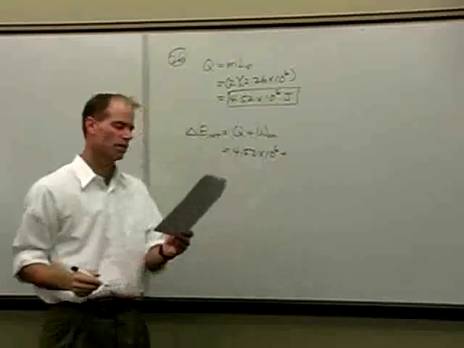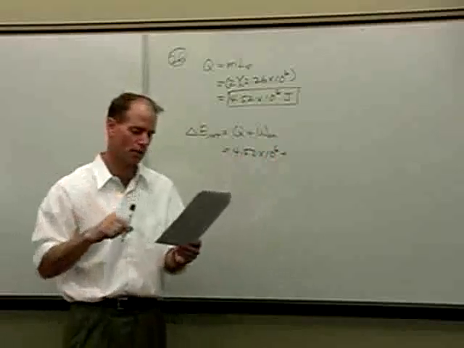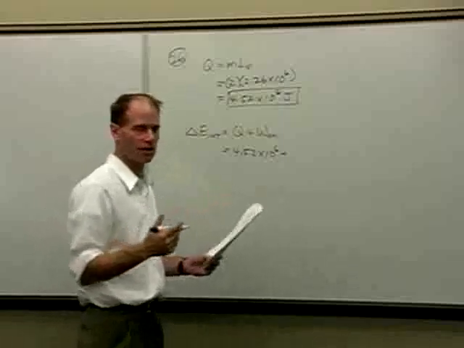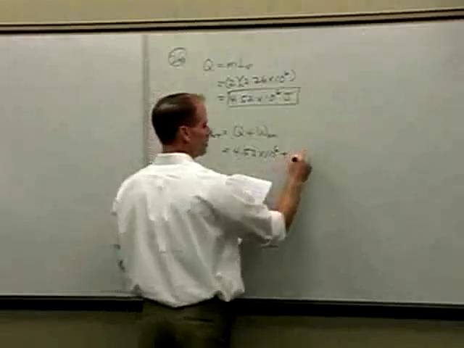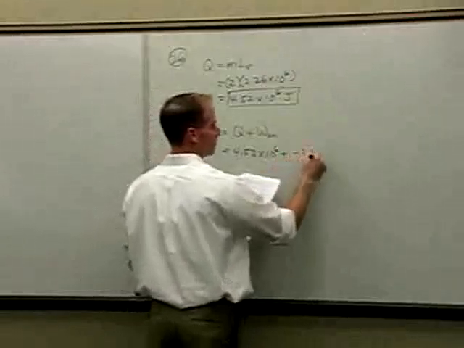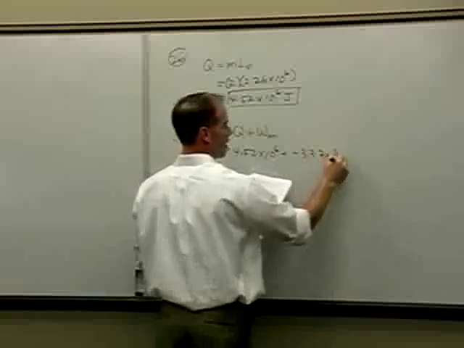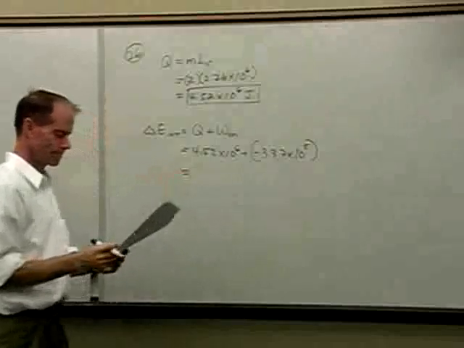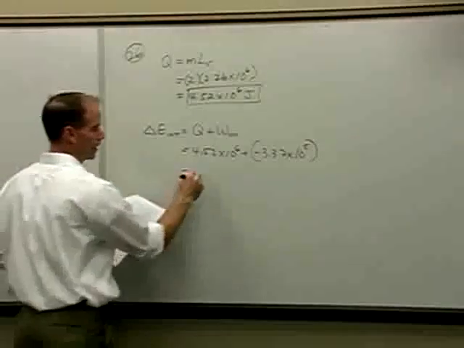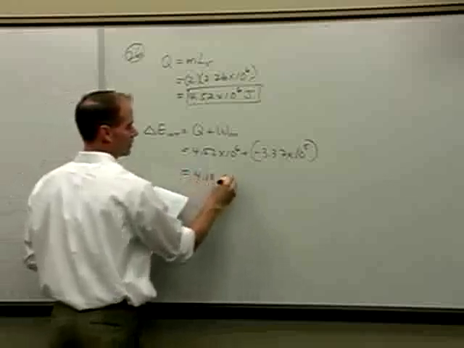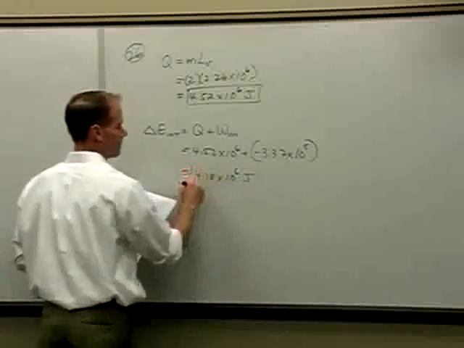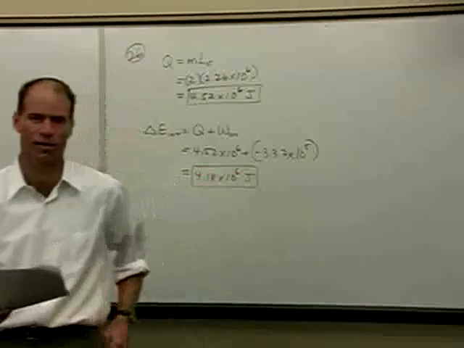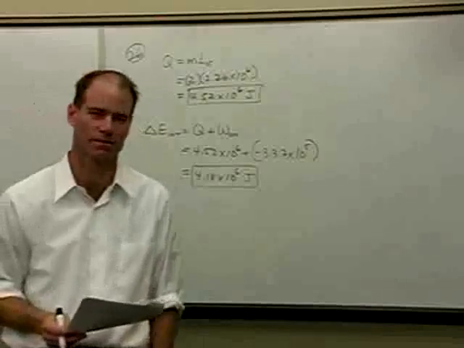Now we figured out the work done by the system on the last problem. So the work done on the system is going to be the negative of that result. So we have a negative 3.37 times 10 to the 5. That would be the work done on the system. And when I add these two, I get 4.18 times 10 to the 6 joules. So that is the change in internal energy of this system.